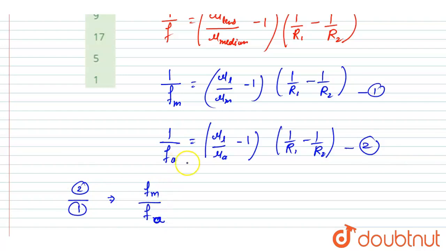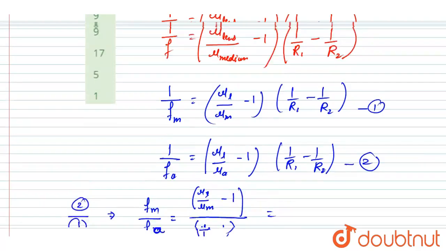If you can see here, we divided equation 2 by equation 1. So we just inverted this and multiplied with equation 2. So it will be equals to, so this term will get cancelled out, 1 by R1 minus 1 by R2, and you will get mu lens minus 1, since air has a refractive index of 1, so yeah, so it will be this, and mu lens by mu medium minus 1.